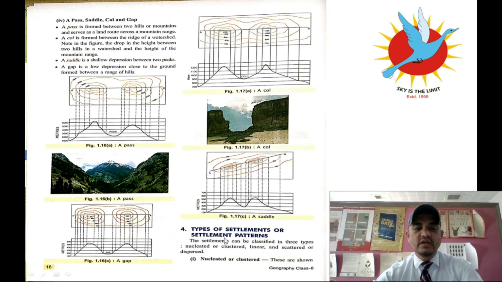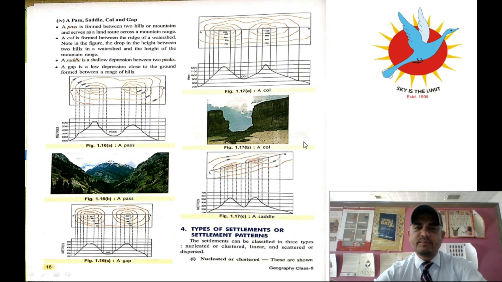Now the next one is the types of settlements or settlement pattern. Now, human activities are those activities which are done by humans. We construct roads, we construct the railway station, we construct the dak bungalow, post office; different constructions are there.